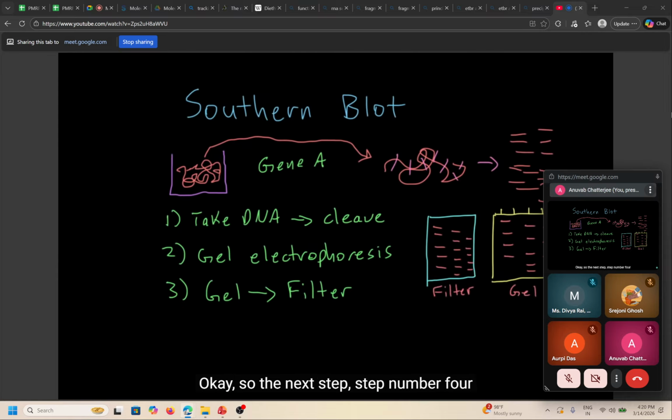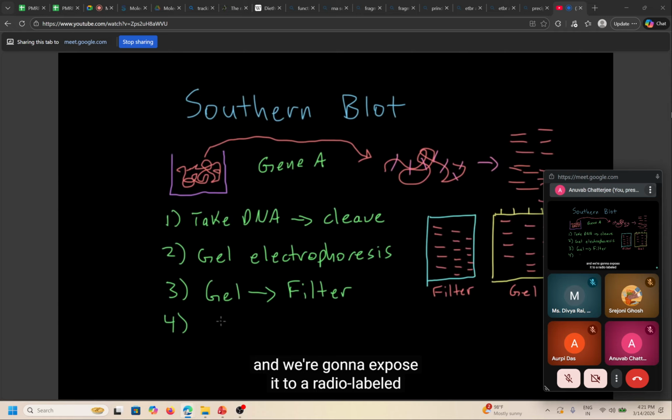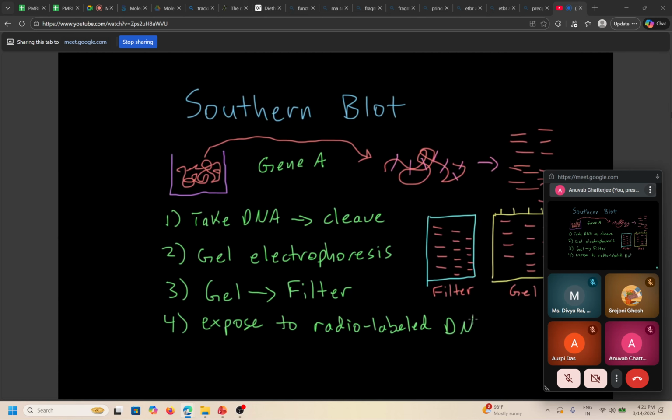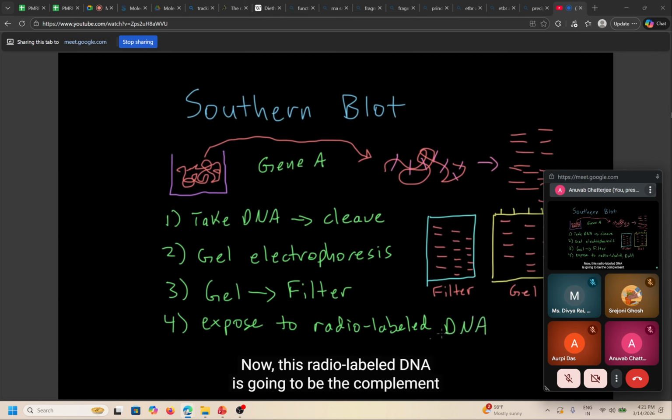Okay, so the next step, step number 4, is we're going to take the filter and expose it to a radio-labeled piece of DNA. Now this radio-labeled DNA is going to be the complement to our gene of interest.